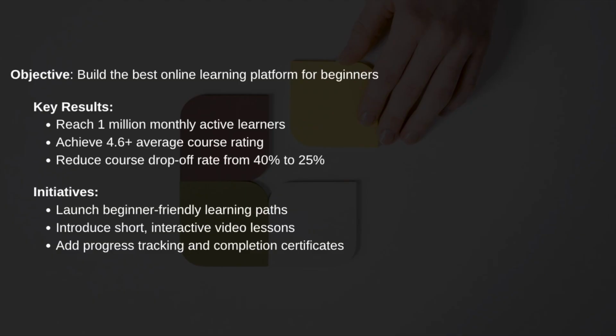The objective is simple: create an easy and enjoyable learning experience for people who are just starting. The key results help us measure success. We aim to reach 1 million monthly active learners, which shows people are consistently using the platform. We want to achieve a 4.6 or higher average course rating, so learners feel the courses are high quality and helpful. And by reducing the course drop-off rate from 40% to 25%, we make sure more learners complete what they start.